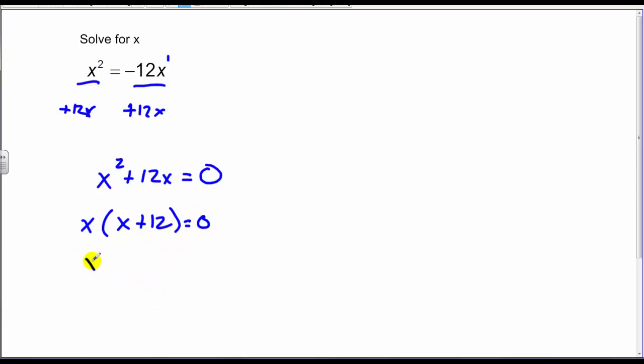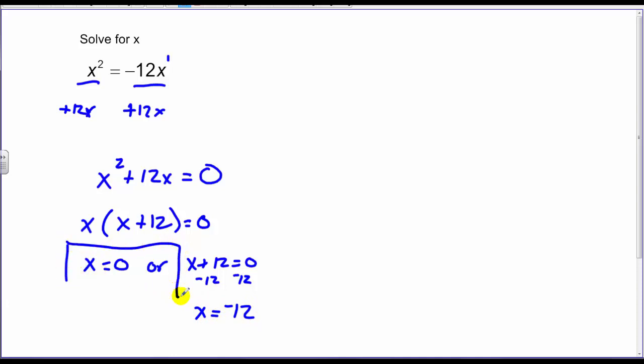Use my zero product principle. X equals 0, or x plus 12 equals 0. Subtract 12 from both sides, and x could equal negative 12 as well. So my two answers are 0 or negative 12 for this example.